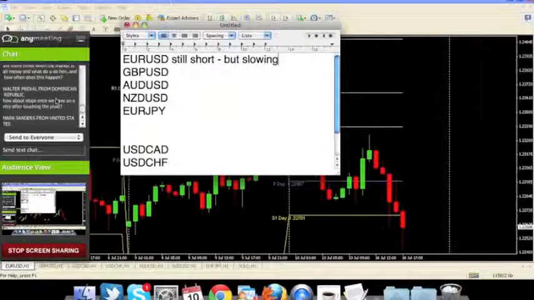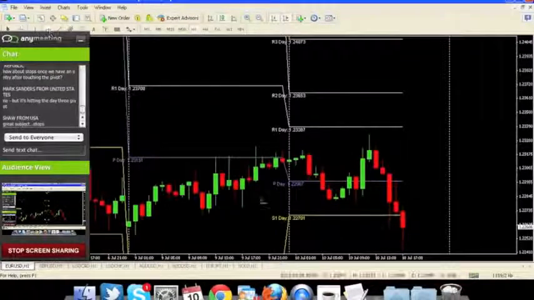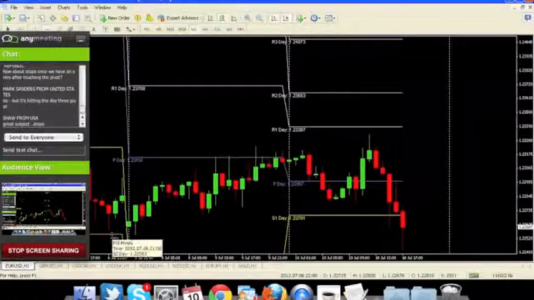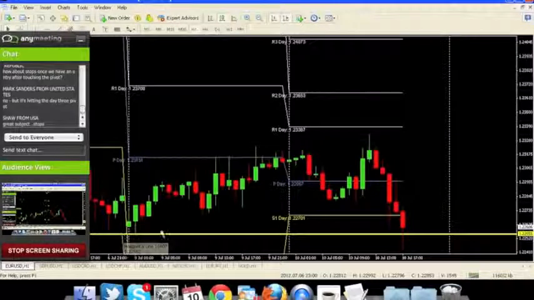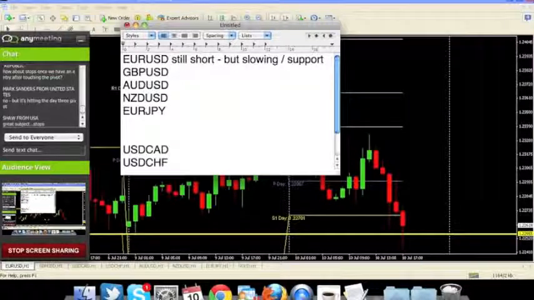Next question is from Mark Sanders: no, but it's hitting the day 3 pivot point. Okay, it's hitting the day 3. Mark, very good look. Nothing on day 1. Why did it bounce around here? That's nothing from yesterday, but 3 days ago, or on the 3rd day, we have a line here. It's bouncing off of this. So now we have some more information. Support. So it's still short, it's slowing down, and we have support.